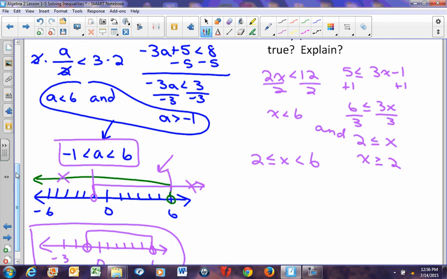So if I was to graph this, why did I put 0 there? Silly me. Graph that again a little bit better. 2, 6. x is greater than or equal to 2, but less than 6. Closed circle at 2, open circle at 6. The line goes between the two.